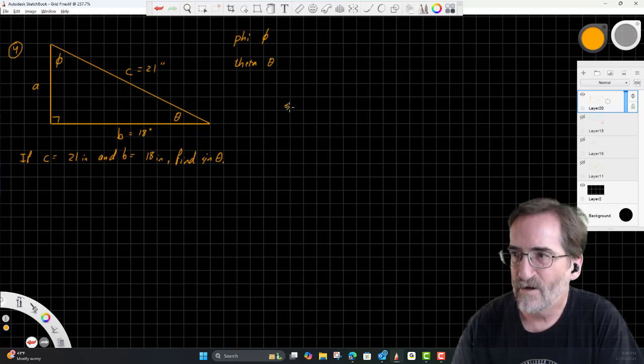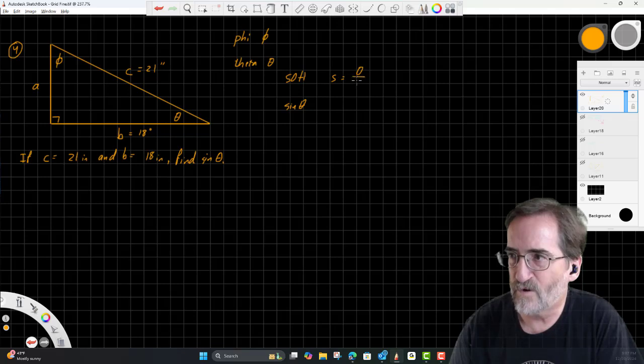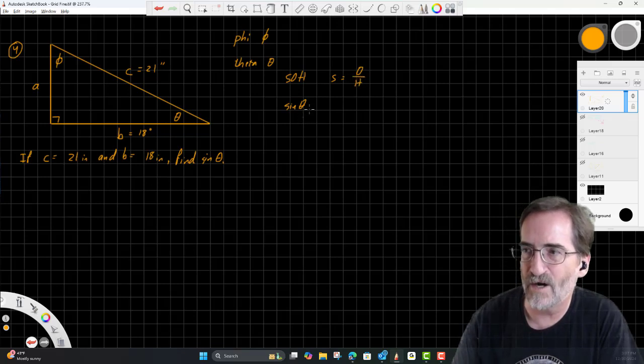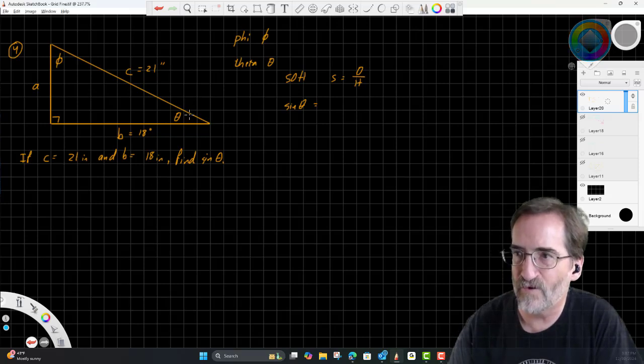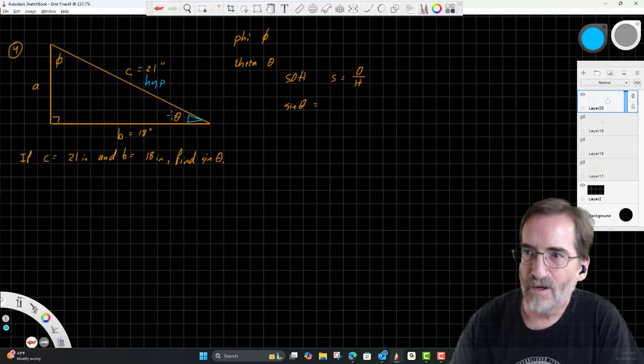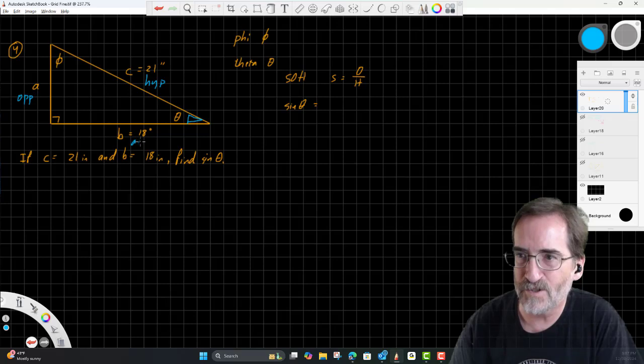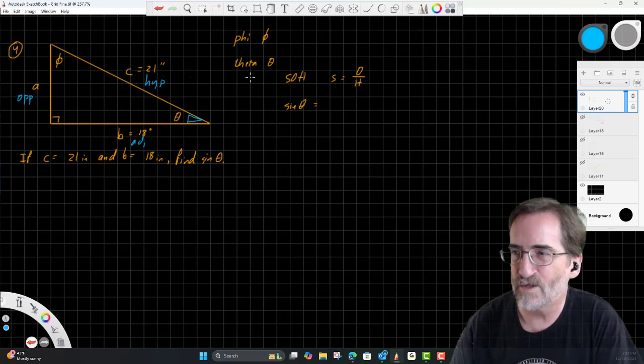So sine theta. We're going to use the mnemonic SOH. Sine is opposite over hypotenuse. Theta is named as our reference angle, and this is really critical. We've got to get the right reference angle. Here's theta right here. So this is the hypotenuse. The opposite is across from theta. It doesn't touch it. It's opposite it. And the adjacent touches it. So opposite over hypotenuse is A over 21.